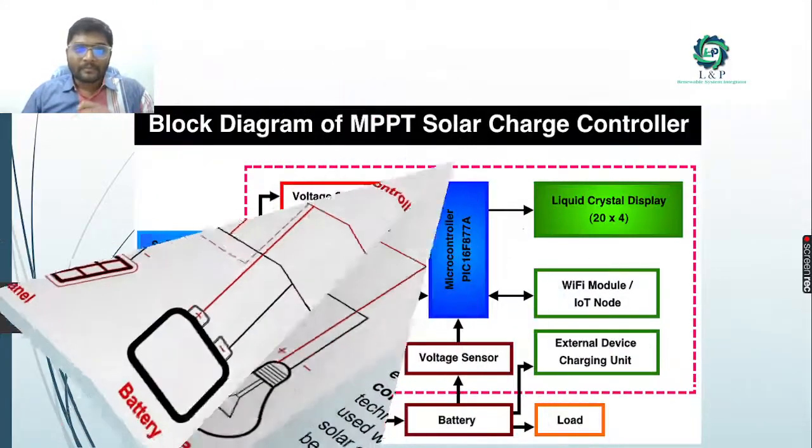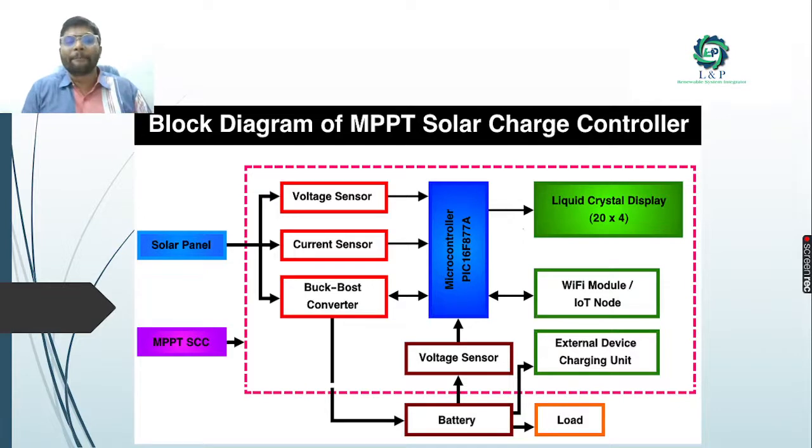Okay, so this is the block diagram of an MPPT solar charge controller. We have many more devices available inside the MPPT when compared to the PWM. In the PWM we saw only the voltage sensor and the current sensor, that's it. But inside this MPPT, we have a microcontroller, a voltage sensor, a current sensor, and a buck boost converter.